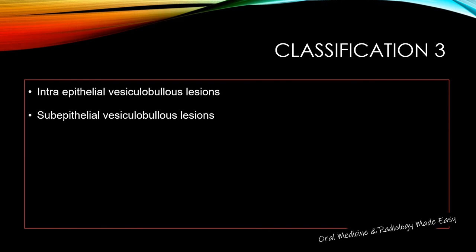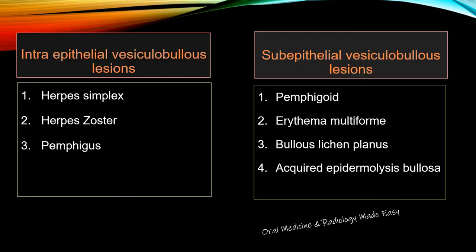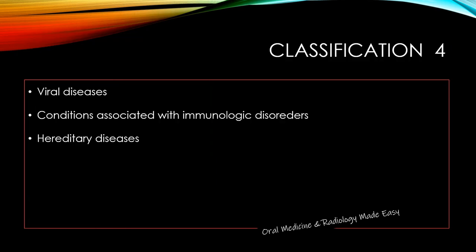The third classification is the histological classification based on the textbook of oral medicine, oral diagnosis and oral radiology by Ravikiran Ongole and Praveen BN. They have classified it as intraepithelial vesiculobullous lesions and subepithelial vesiculobullous lesions. Under intraepithelial, we have herpes simplex, herpes zoster and pemphigus, whereas under subepithelial, they have pemphigoid, erythema multiforme, bullous lichen planus and acquired epidermolysis bullosa.